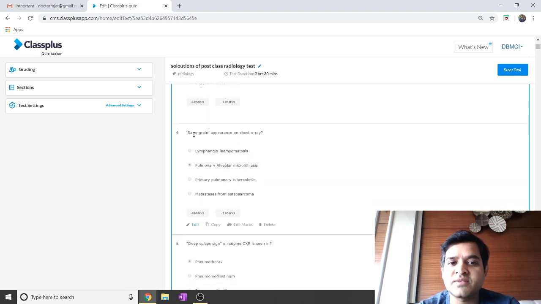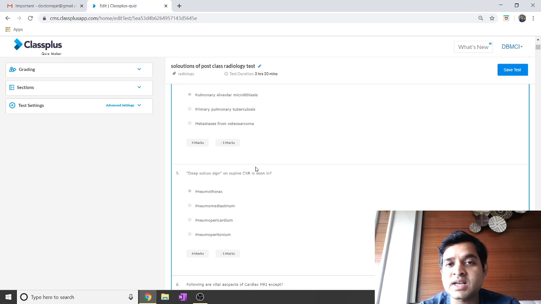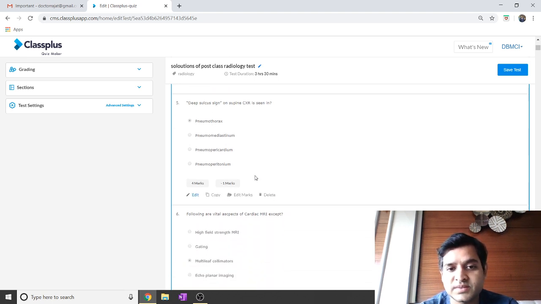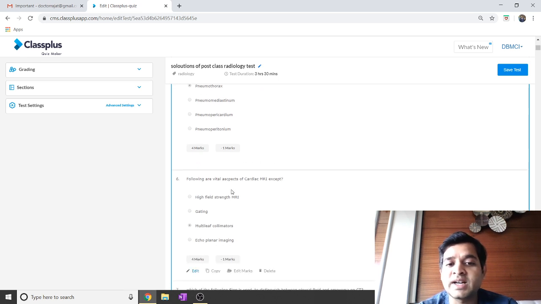Sago grain appearance is a fact-based MCQ. Remember that it is seen in pulmonary alveolar microlithiasis. Deep sulcus sign on a supine chest X-ray is a feature of pneumothorax. Following are vital aspects of cardiac MRI except multi-leaf collimators.